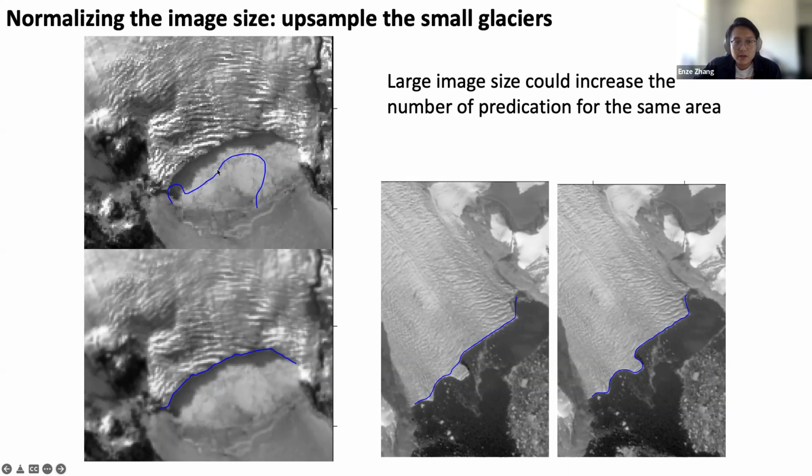And these two figures show the improvements after the normalization. These top figures are the original image, and the bottoms are the upsampled image. And also this left one is original, and the right one is after normalization. And we can see that after the normalization, the network can capture this small feature, which it can't originally.